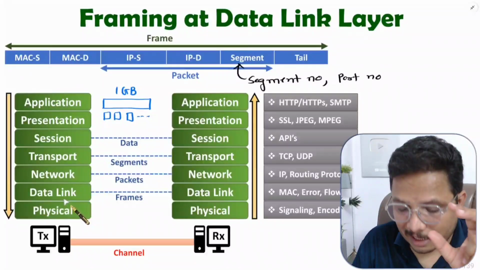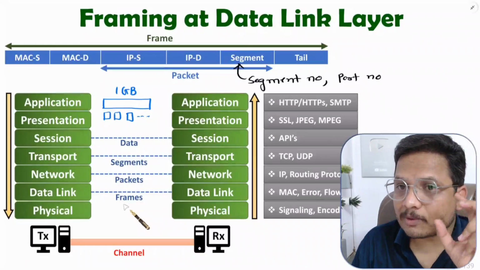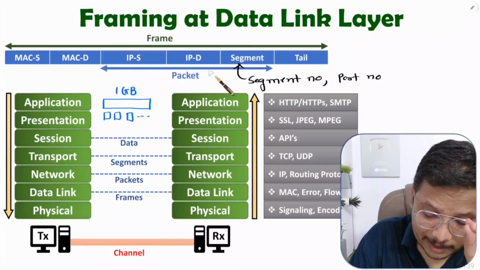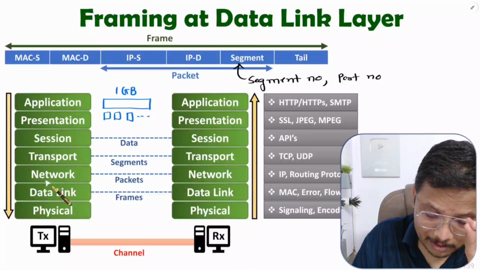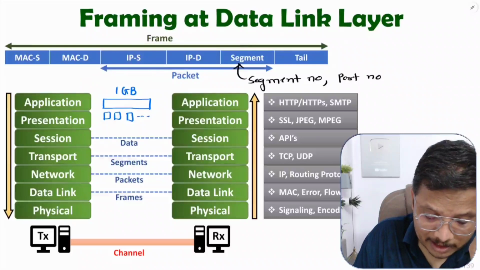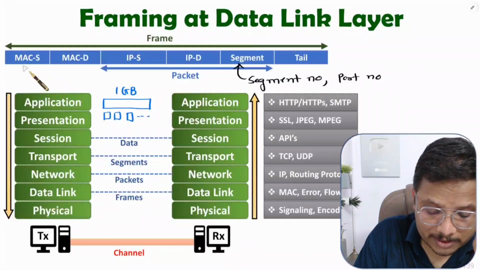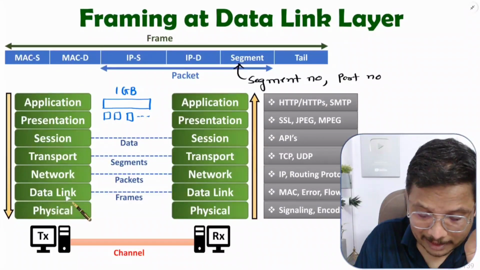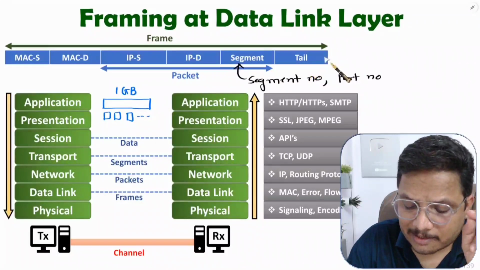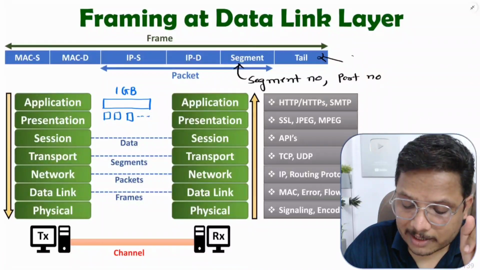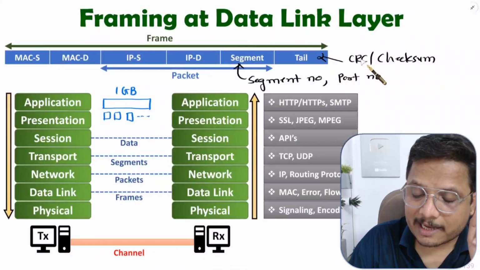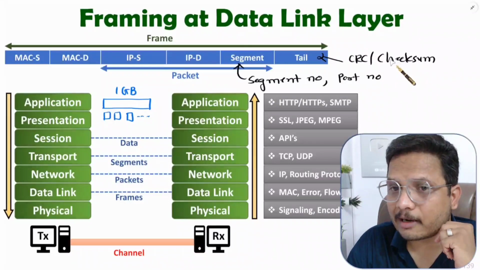The data link layer produces frames. Now what information will the frame have? This packet forwarded by the network layer, plus the MAC address of source and destination, meaning the physical address of source and destination, is added by the data link layer, as well as some tail bits. In the tail bits there is information like CRC and checksum, which we use for error control.